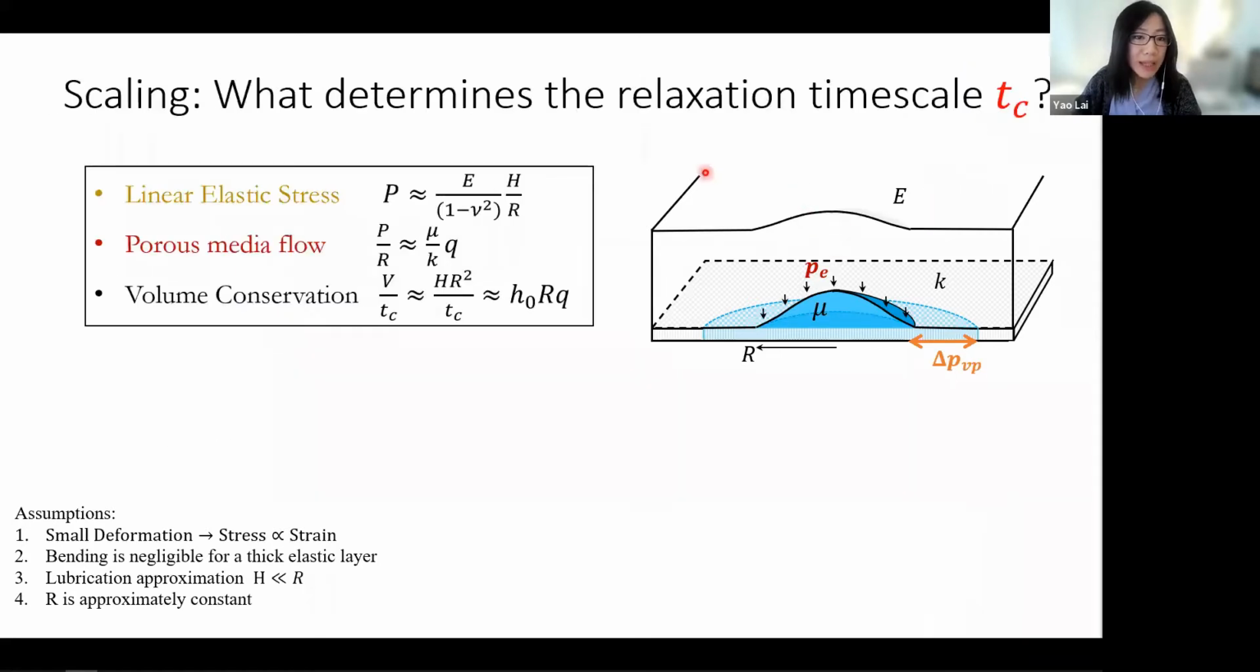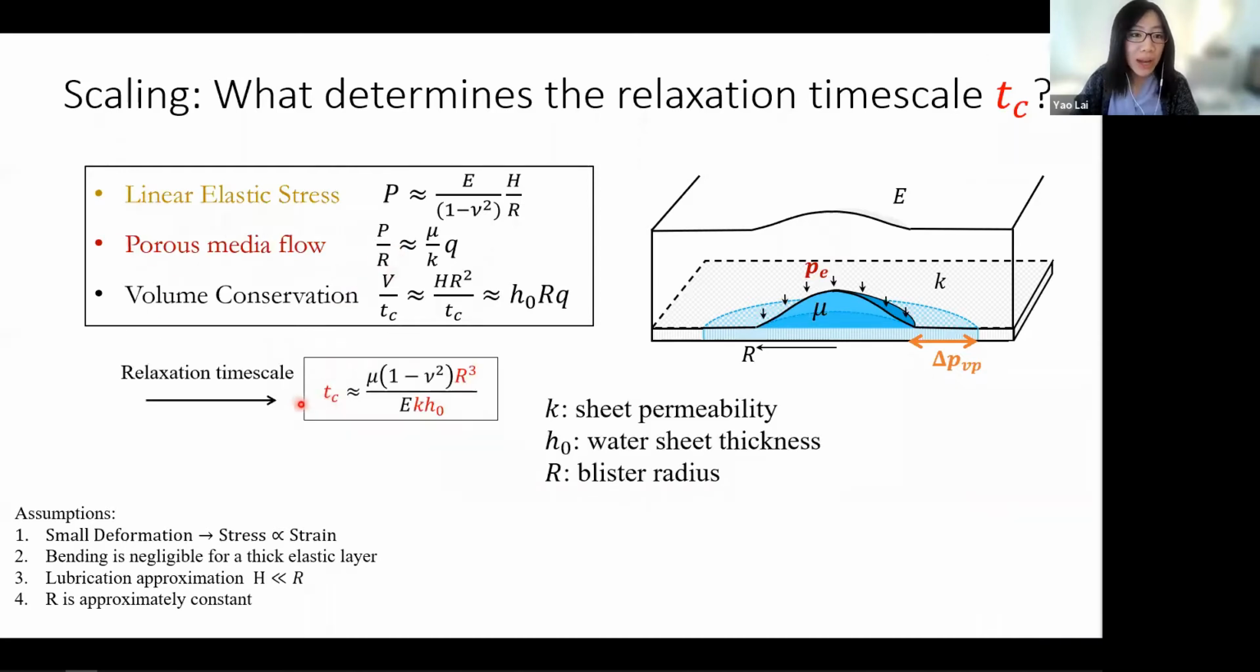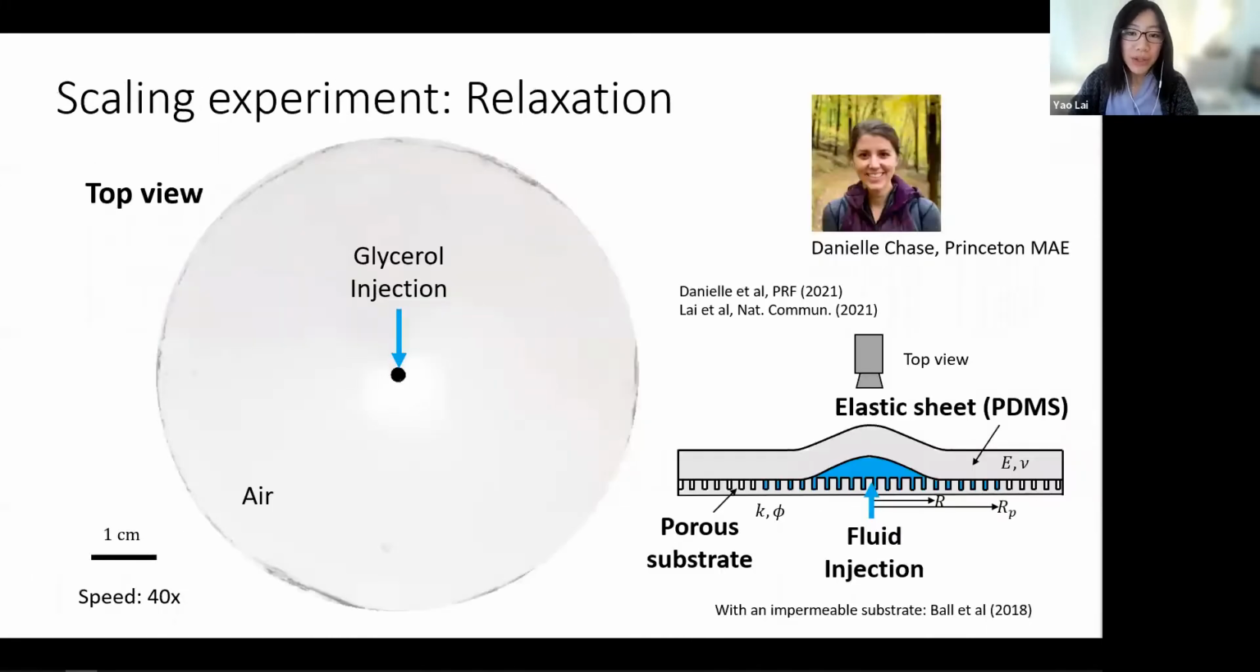So we can obtain this relaxation timescale by a scaling argument. By balancing the elastic stress with viscous pressure in the porous layer and considering the volume conservation, we can find that the relaxation time is inversely proportional to the sheet permeability and the sheet thickness, and also depends on the radius of the blister. So to check whether the relaxation timescale makes sense, we really need to test the model with a controllable system.